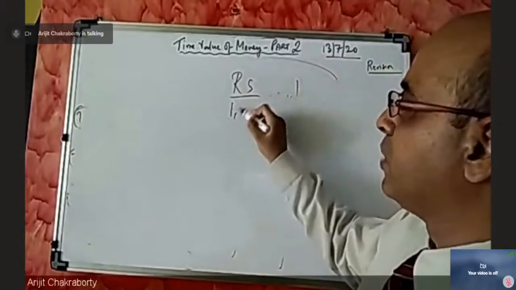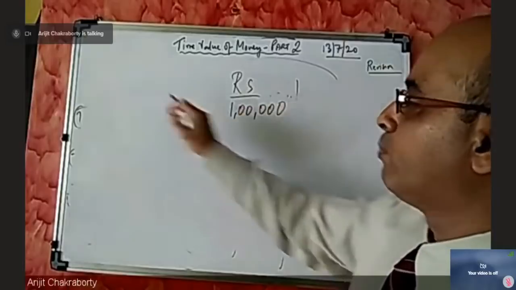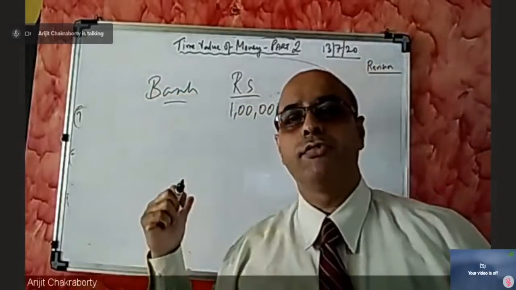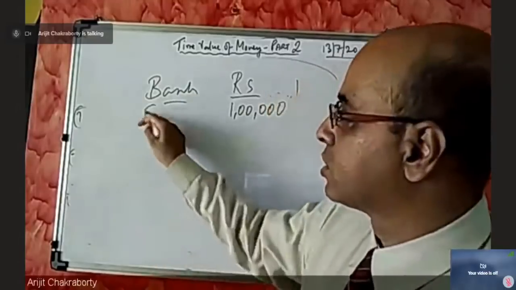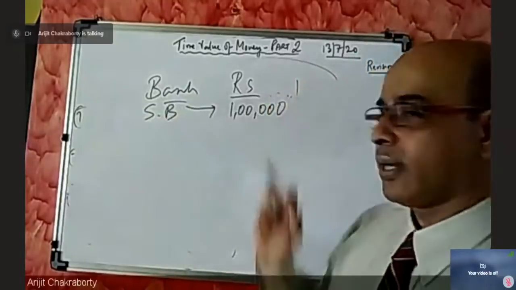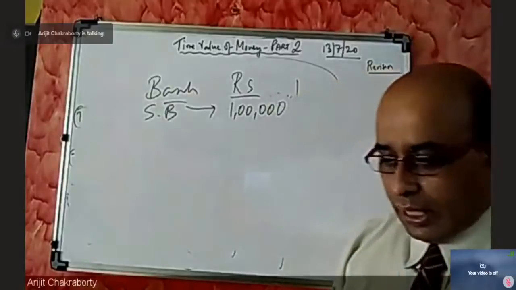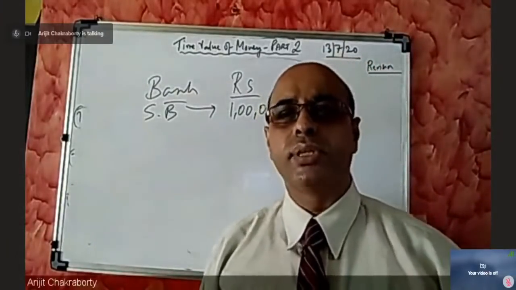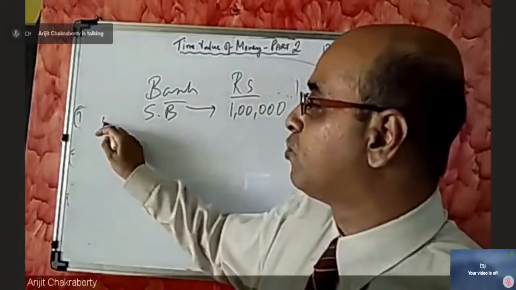Say I have rupees 1 lakh in a bank. I have put money in a bank. I have kept it in a savings account. So savings bank, 1 lakh rupees. Normally, the interest which banks offer on a savings bank account is around 4%.